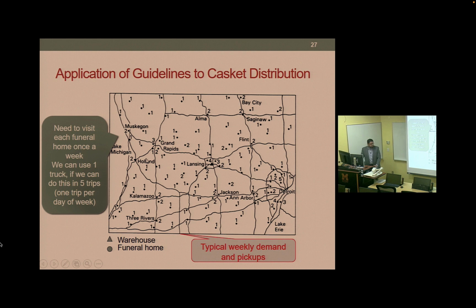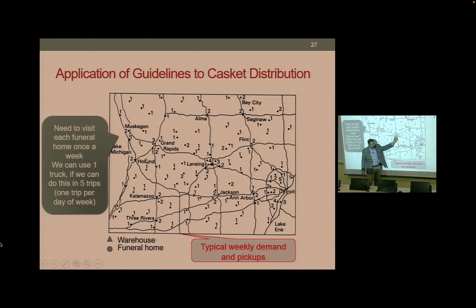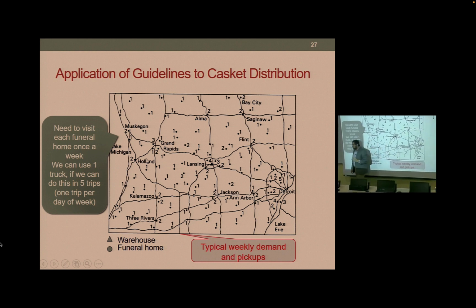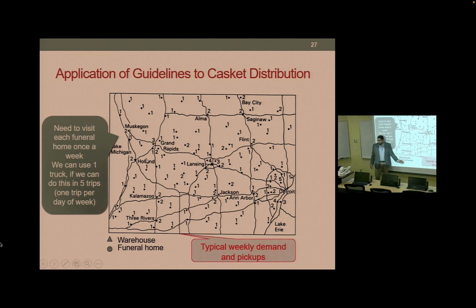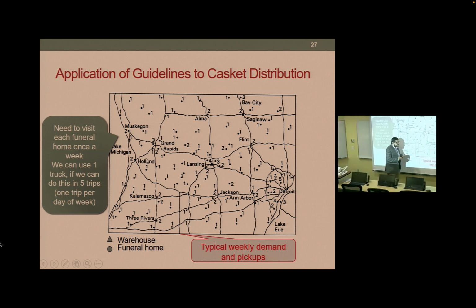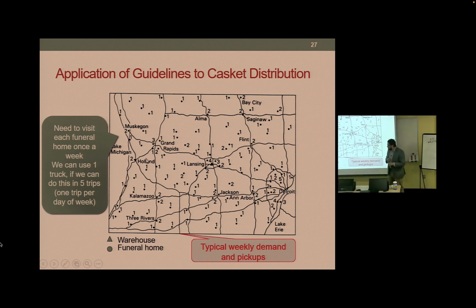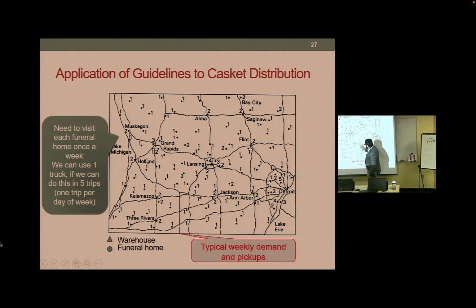This triangle in the middle in Lansing is our warehouse. So our DC, distribution center, is in Lansing, Michigan. And these dots are our customer sites. Our customers are funeral homes, and we're going to supply them with caskets. Okay? Now, based on the demand of these funeral homes, we need to give them a supply of caskets once a week.